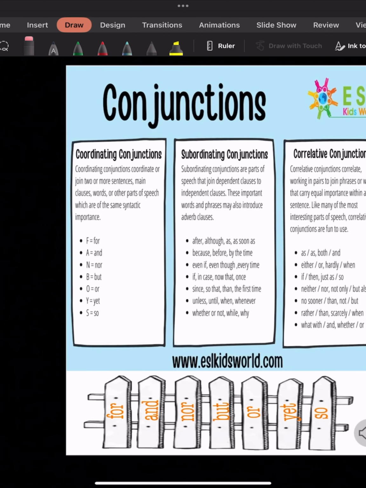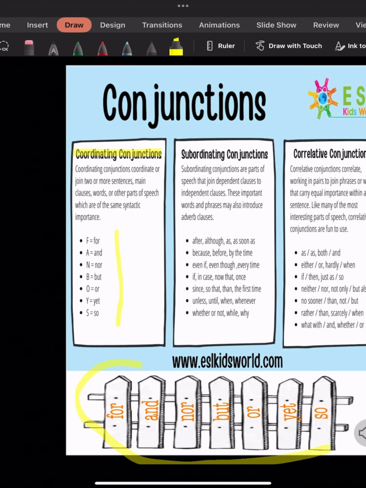So, what types of conjunctions are there? There are coordinating conjunctions, subordinating conjunctions, and correlative conjunctions. For the coordinating conjunctions, we call those fanboys. We saw those earlier when we were talking about our simple, compound, complex sentence structures, and some of those included the fanboys to combine them. And so we have for, and, nor, but, or, yet, so.